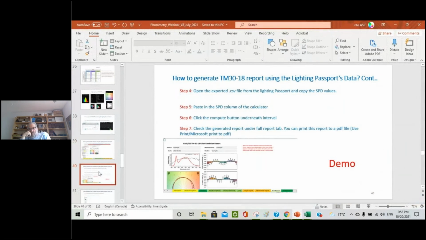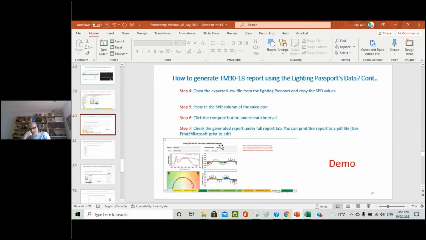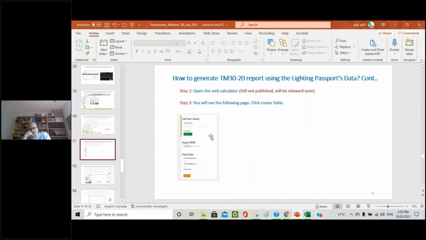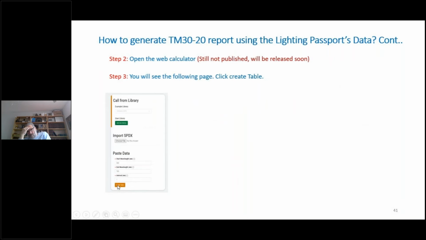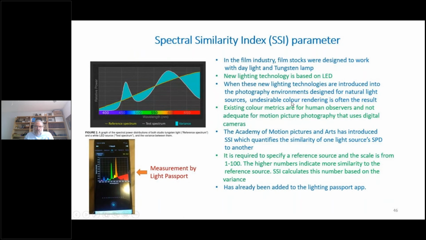And next, so I demoed this. There is also the web calculator that is coming up soon. So that would look like something like this. It's not ready yet, but it looks like something like that. And then you just hit create table. You basically click create table, and then you would paste your spectral data here in the column that is created, and then you would just say calculate, and that will give you the report, and you can print your report.